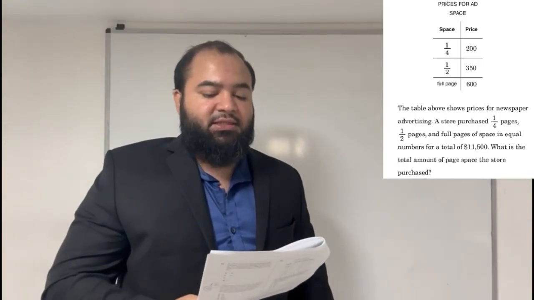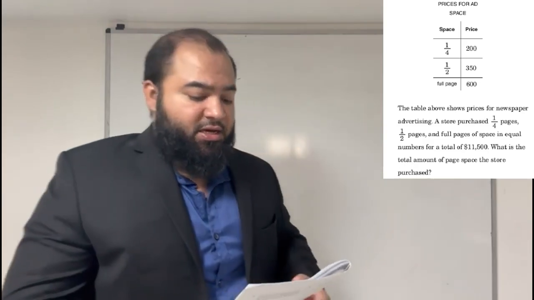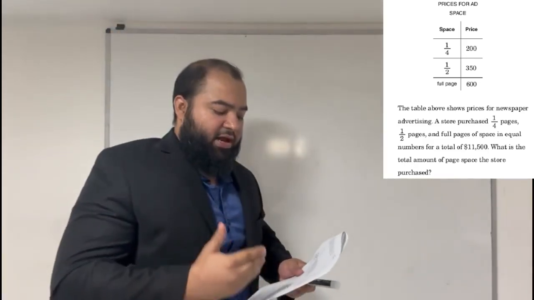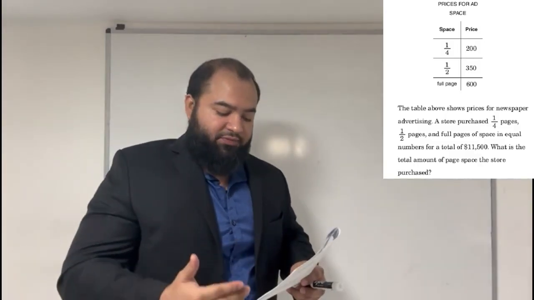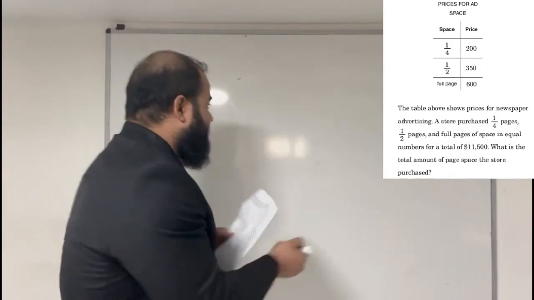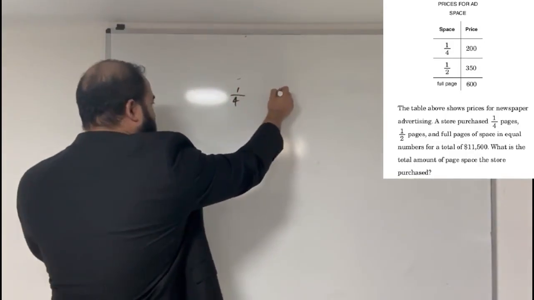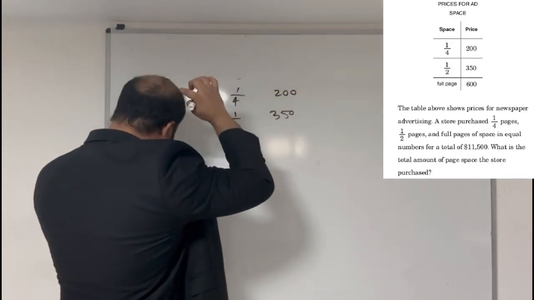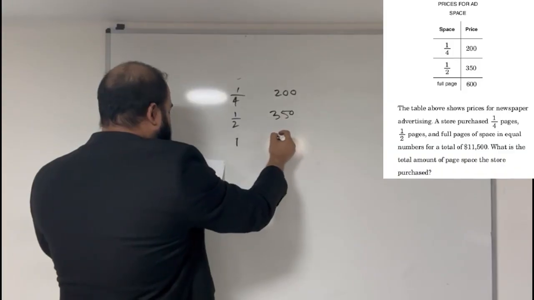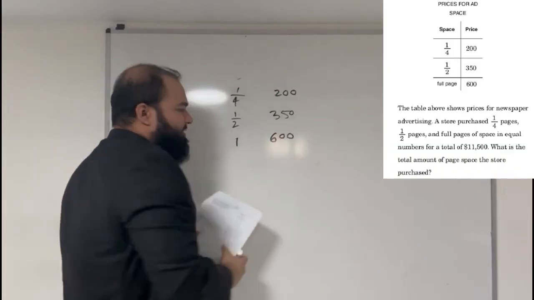It says prices for ad space. Now spaces, they're 1/4, 1/2, and full pages, and the prices for those are given, like 200, 350, 600. So the 1/4 costs 200, the 1/2 costs 350, and a full page, meaning one page, is 600. These are like advertisements, you know.